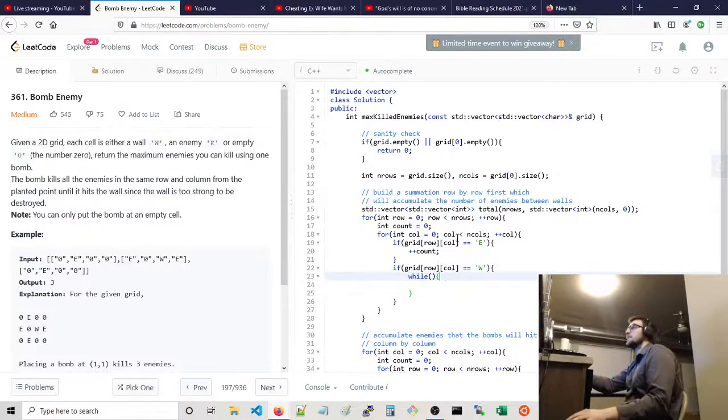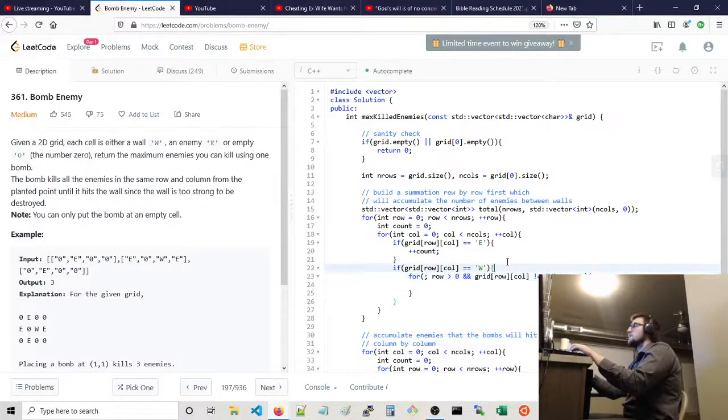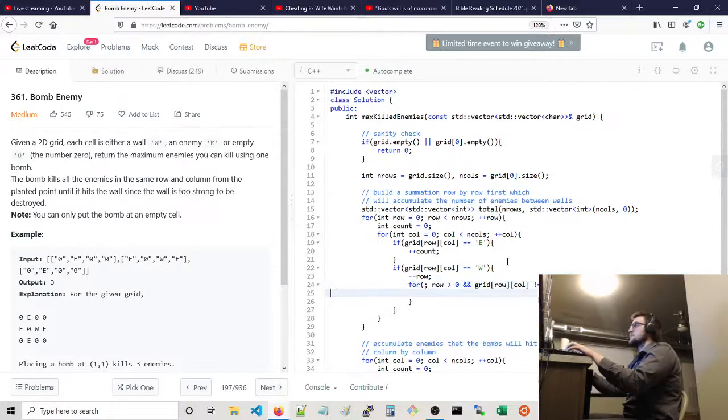So what you did up to this point is you counted the number of enemies in that particular row. You hit this wall, and now you're going to write all the enemies until you get to the back, so while row is greater than 0 and grid row column is not equal to W. This is what you do. You do another for loop here. And then you take row minus minus, and you're going to decrement the row. And you're going to say total of row column plus equals count. That's what you want to do.